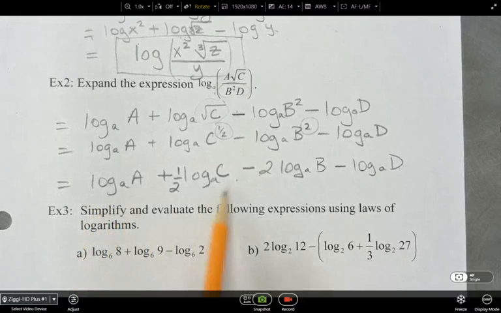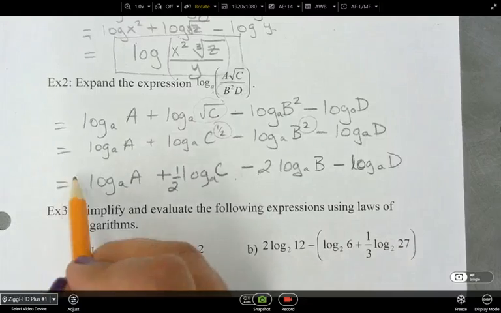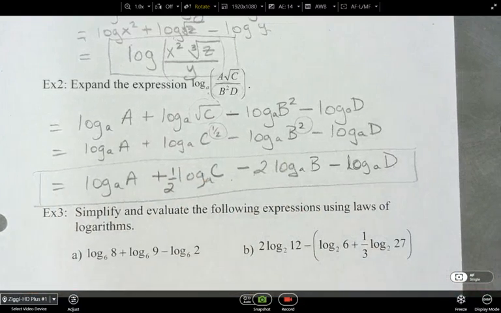Just make sure I got everything. Yeah. Okay, so then this is where you would end, because that's expanded as possible.